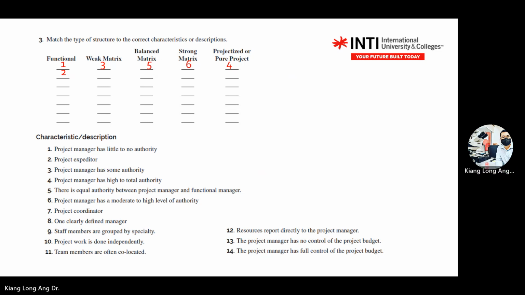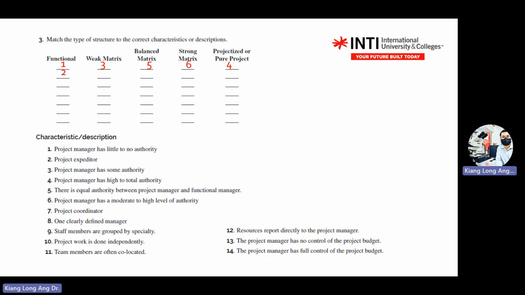Okay. So you learn engineering, you learn mathematics. You actually can split the column into numbers. The more you move to the left is more functional. The more you move to the right is more project manager.